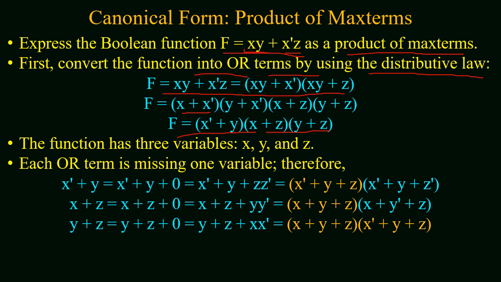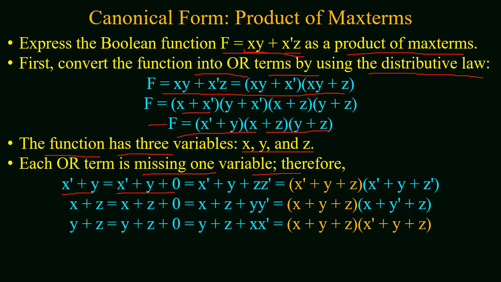Now we know that the function overall consists of three variables, and for canonical form it is required that all the terms must consist of all the variables. So within each term one variable is missing. So we will introduce the missing variable by using the rules of Boolean algebra. Now if you look at the first term, which is x prime plus y, in this term variable z is missing.